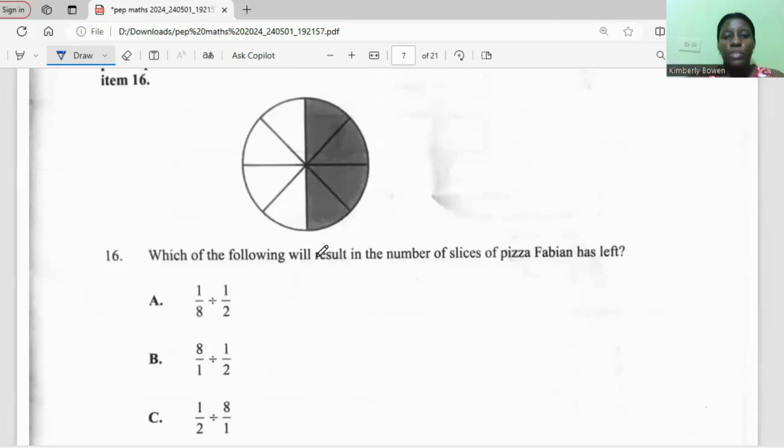Which of the following will result in the number of slices of pizza Fabian has left? So this is basically the same as 8 divided by half, which is 4. This is the correct answer.